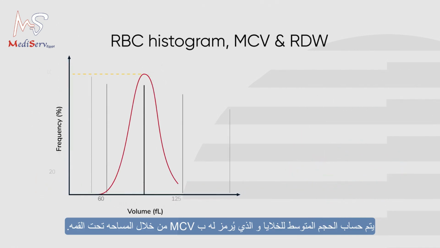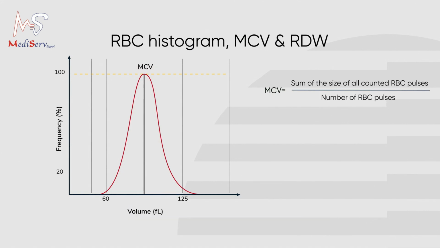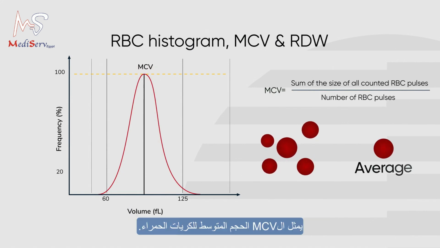The mean cell volume, denoted as MCV, is calculated from the area under the peak. MCV equals the sum of the size of all counted RBC pulses divided by the number of RBC pulses. MCV represents the average size of the red blood cells.